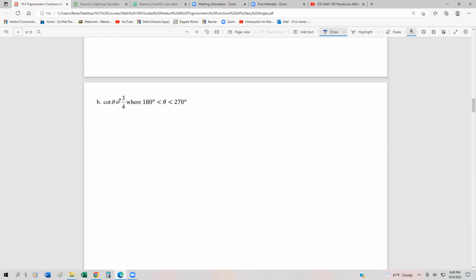Another example of this: the cotangent function is 3/4, where theta is between 180 and 270. All right, so what does that mean? Well, if we were to draw an angle, we know that this is 180 degrees, and this angle would be 270 if we were to draw it. And so that means that we should end up in quadrant number 3, which means that both x and y are less than 0 in quadrant 3.